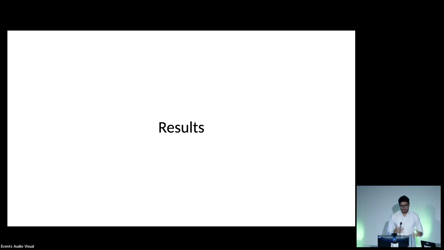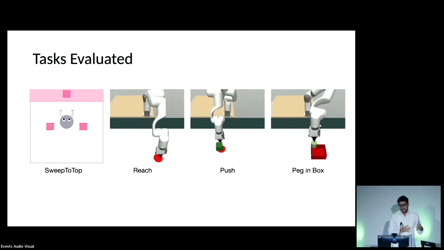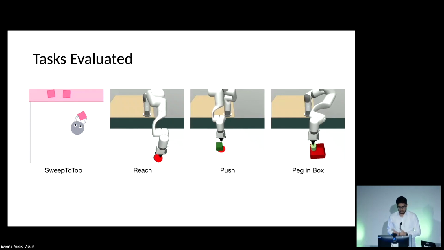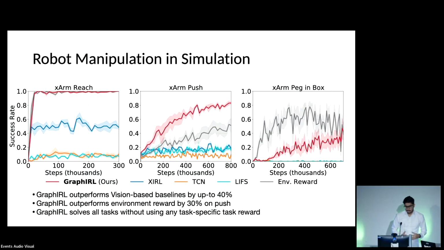We evaluate GraphIRL on 4 tasks. These tasks include the simulated benchmark of sweep to top and 3 robot manipulation tasks of reach, push, and peg in box. On robot manipulation, we note that GraphIRL substantially outperforms vision-based baselines by up to 40%. This is because vision-based baselines fail to generalize to the simulated environment due to a large domain gap. In this case, the domain gap is obtained due to the difference between the human data and the simulated environment considered.